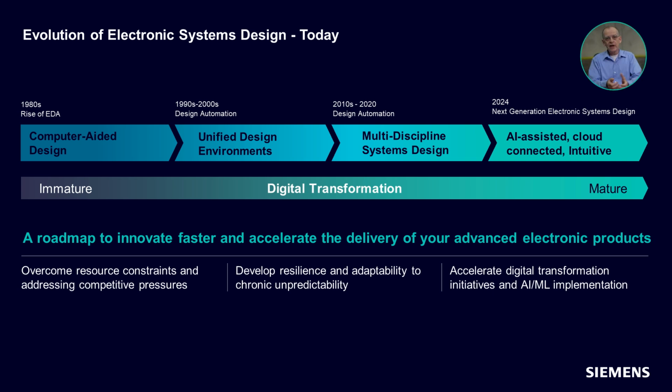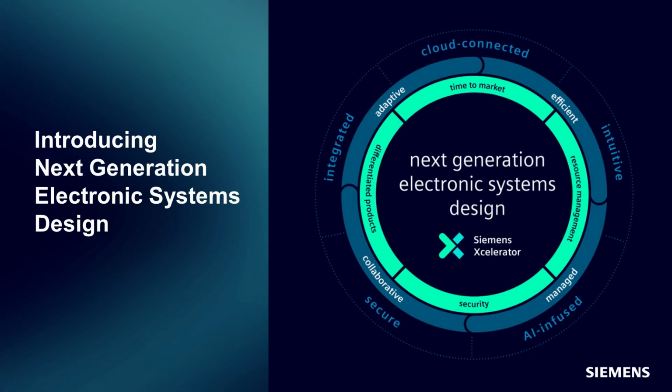So let's go back and look at the generational changes that we've had in electronic systems design platform. We talked about the 3 epochs that have happened, and really we're now at this 4th epoch where we're going to introduce a next generation of electronic systems design platform to help our customers address the challenges that we spoke of. So now let's go into the details of the next generation electronic systems design platform and how that can actually help our customers solve the challenges that we've been talking about.